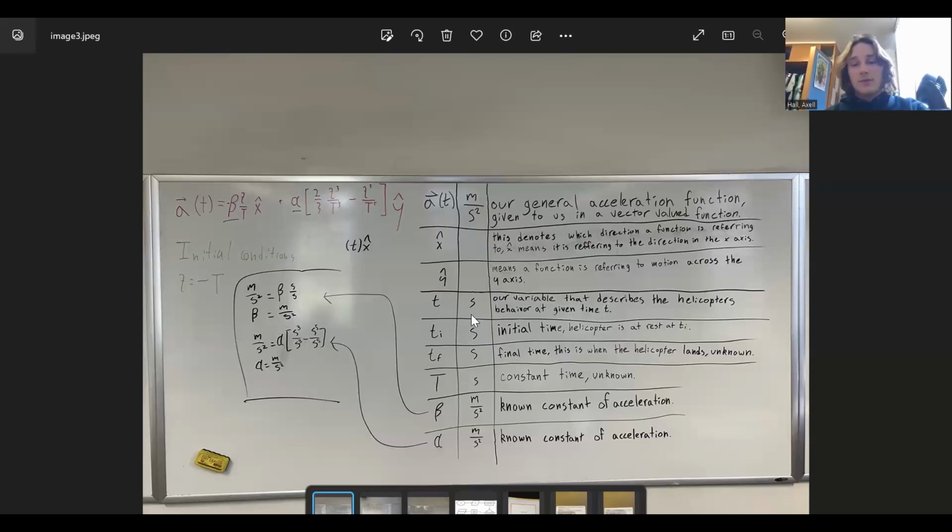Ti and tf are initial time and final time. Capital T is a constant time. That is unknown. So currently the two unknowns are final time and capital T. Alpha and beta are both known. And to help find the units, I did that to the left there, where we just set the acceleration function to its unit. Then we solve for the units of alpha and beta.